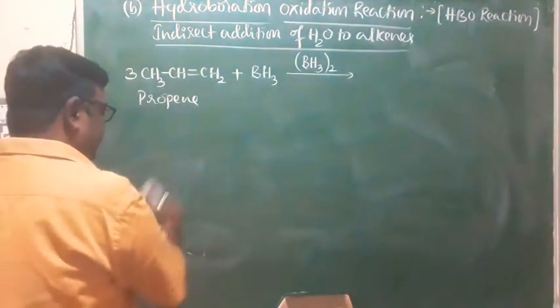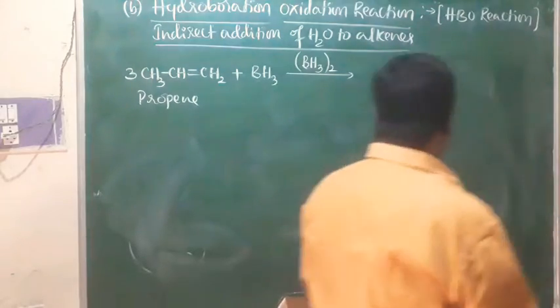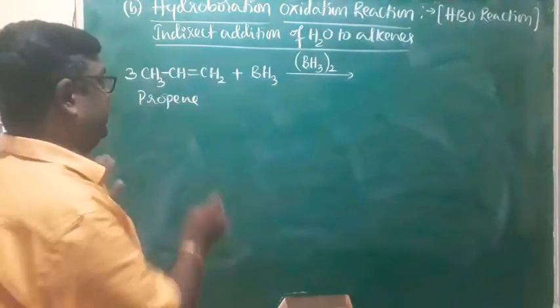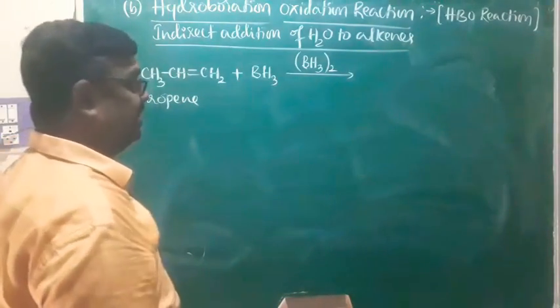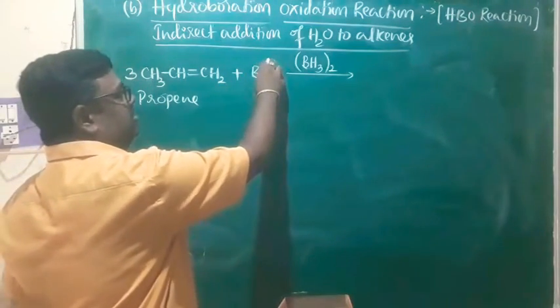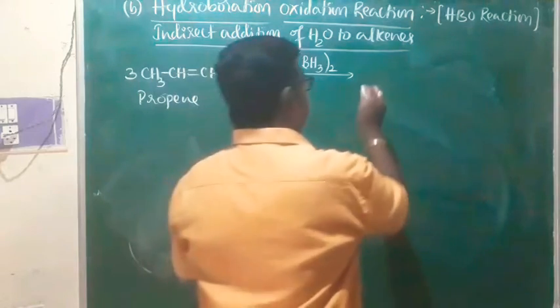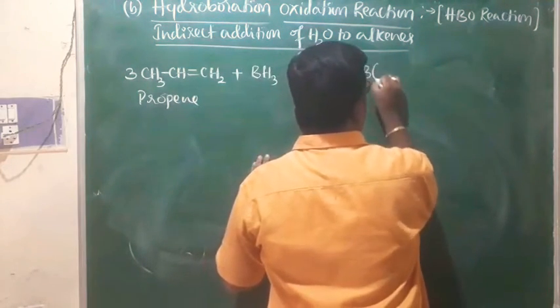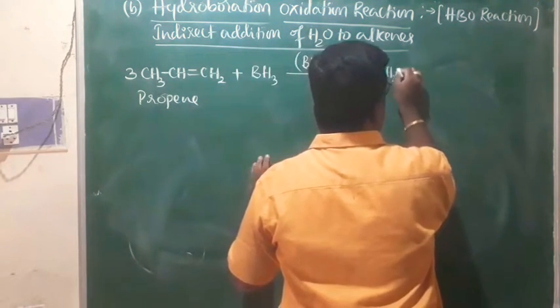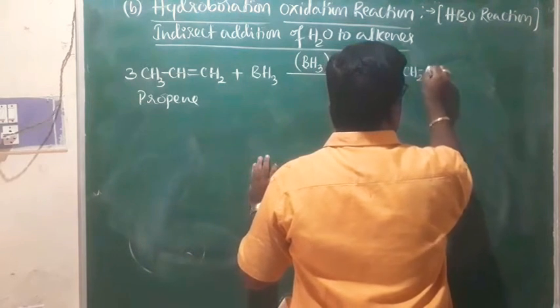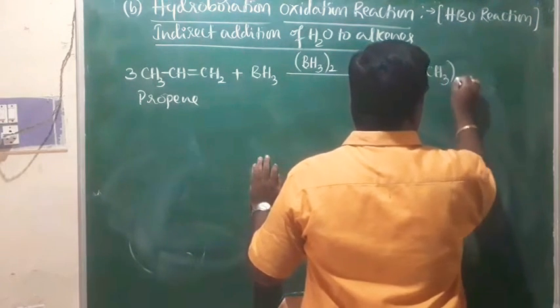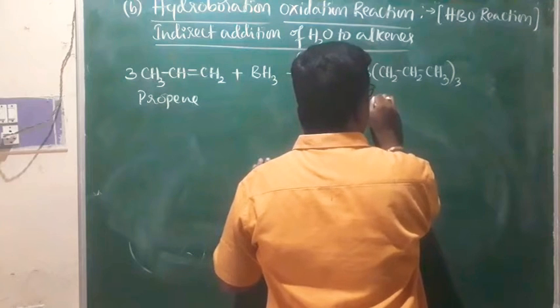Now come, I will write the first equation, and then I will explain it. When propene reacts with boron hydride, all the 3 hydrogen atoms are replaced by 3 CH3 CH CH2. That is, you are going to get boron with CH2 and CH3, 3 times, that is trialkyl borane.